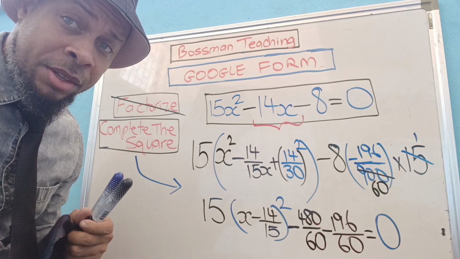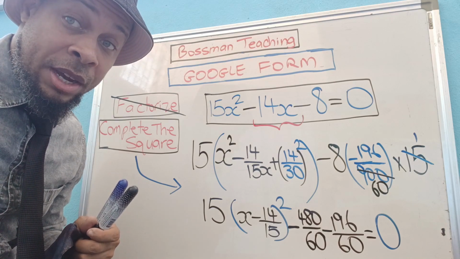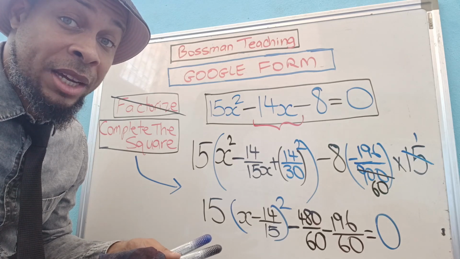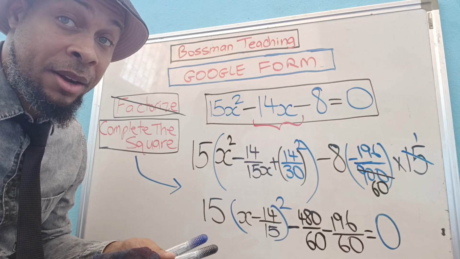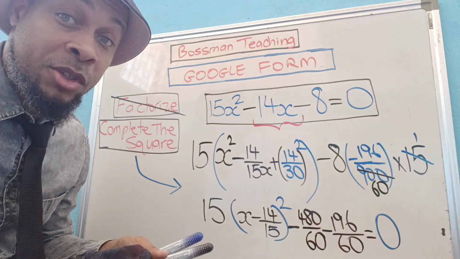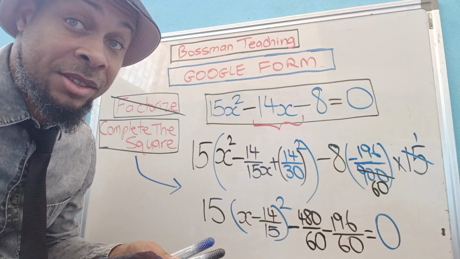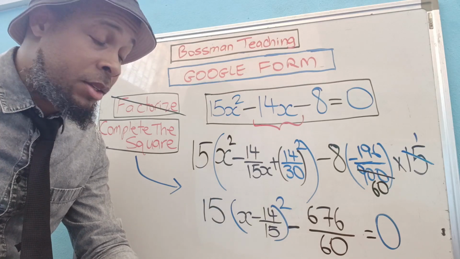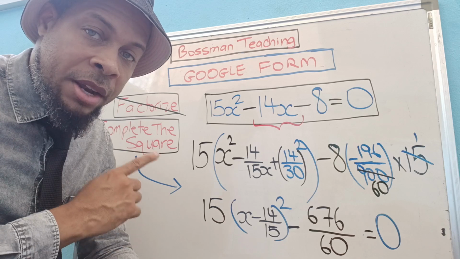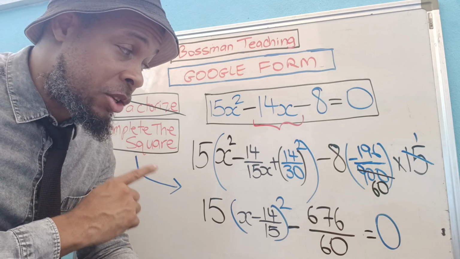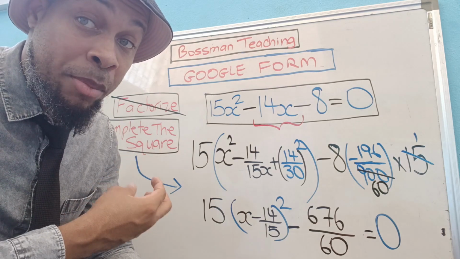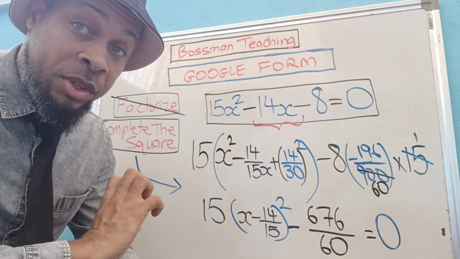So we're still completing the square. The 8 becomes 480 over 60. Now, here's what's beautiful. 480 plus 196 is going to give us 676. Now, the reason why this is nice is because you'll start to realize real quick that the numerator and the denominator of that fraction needs to be a perfect square, so you can square root it.